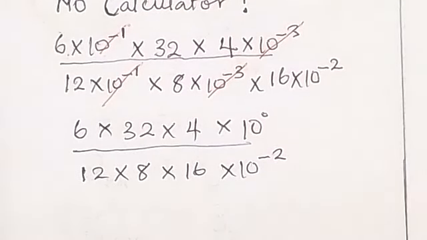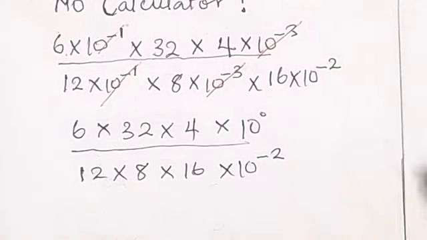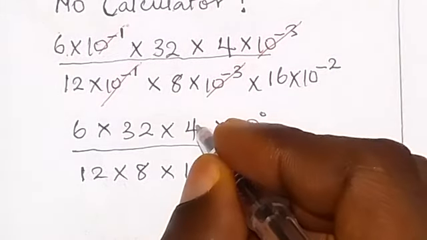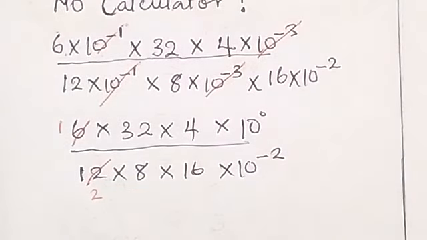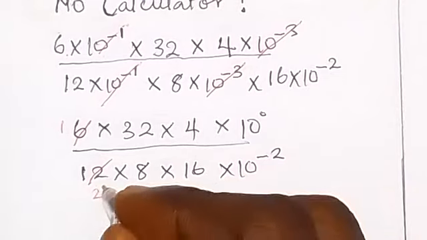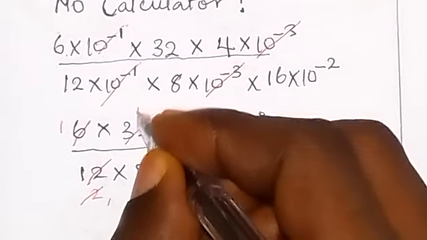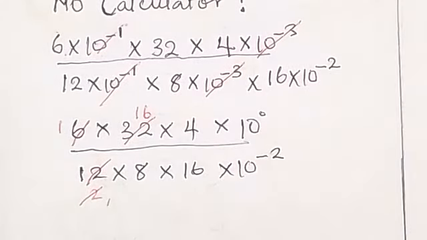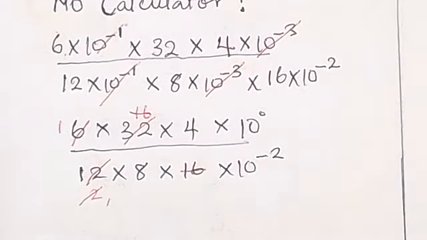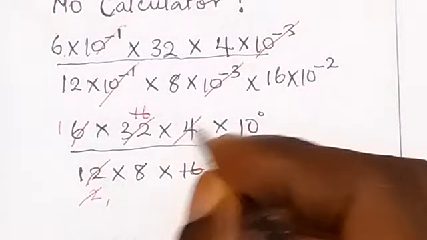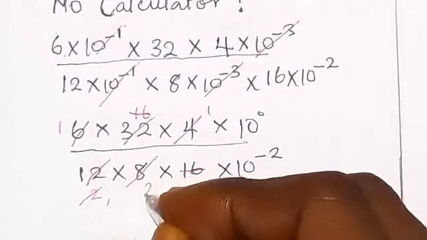Then the question doesn't want us to use a calculator. Of course, we can cut. What can cut each other here? For instance, here we have 6, 1 here, 6 here 2. Then we can say that 2 here 1, 2 here we have 16. And also 16 can cut this 16 here. And we have 4 here 1, 4 here 2.